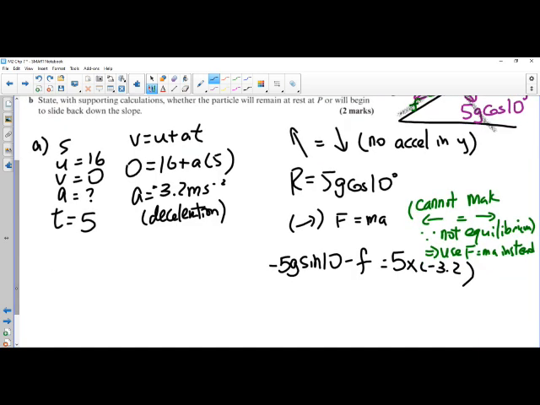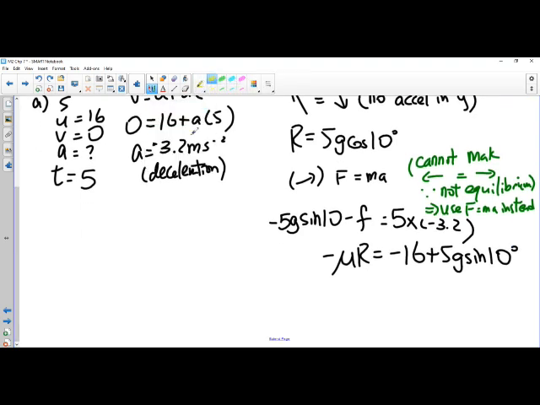So put in the calculator. Oh, actually, before we do that, if we move the 5g sine 10 to the right side, so negative F, I'm going to change to mu R. So negative mu R equals negative 16 plus 5g sine 10 degrees. So I'm just doing a bit of rearranging. I know R is 5g cos 10.